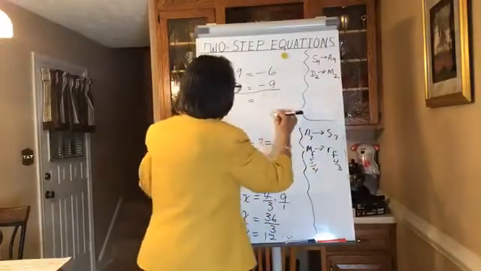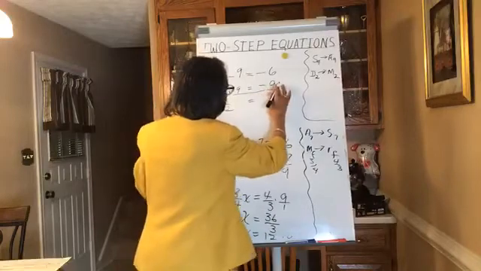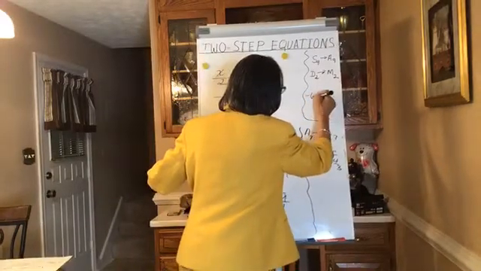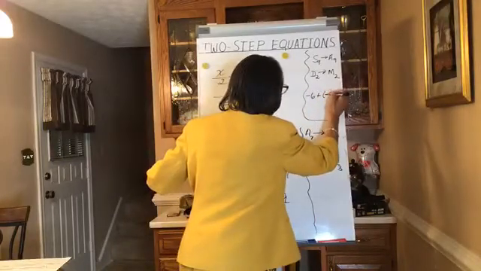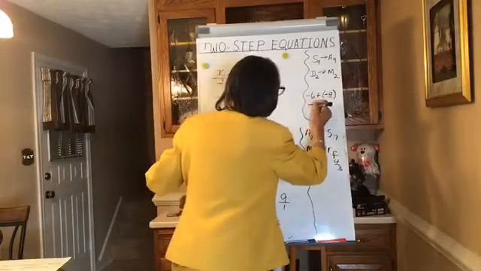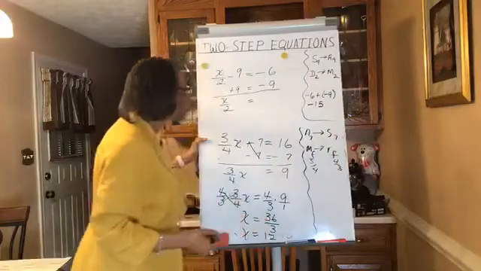Subtracting 9 is the same as adding the opposite of 9. So that's negative 6 plus the opposite of positive 9, which is negative 9. And that equals negative 15. Hope you did that correctly.